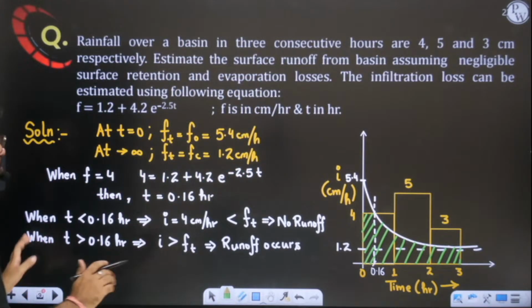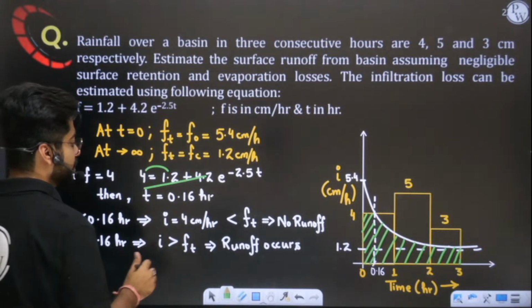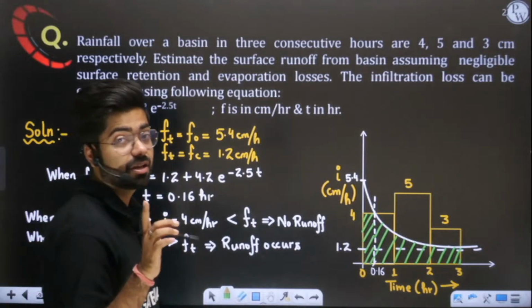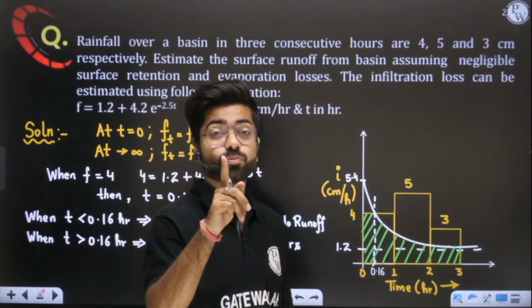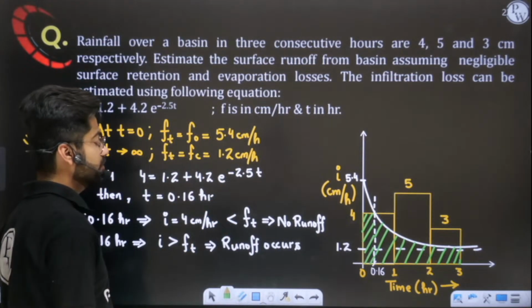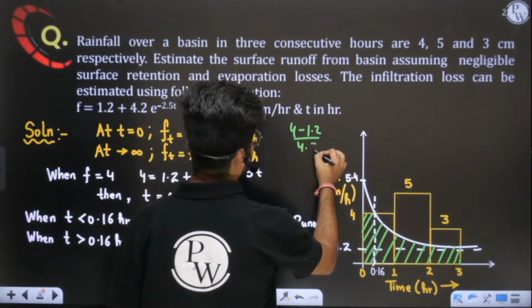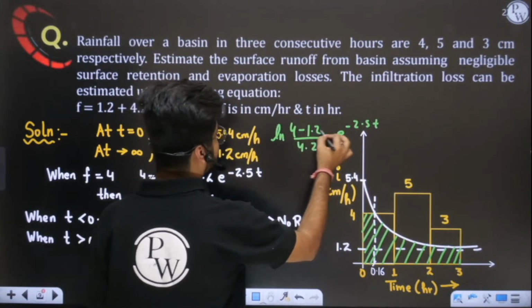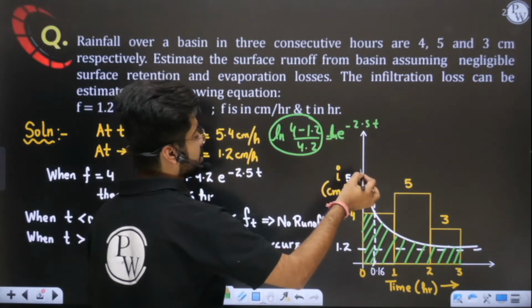Kindly check once again. See what you have to do, Sushil. 4 minus 1.2 divided by 4.2. This will be somewhere around 0.66. See, you are taking log base 10, but it should be log base e. Log base e will give you one value. Okay, I understood what mistake you are committing here. Till here everything is clear. You have to take natural log on both sides. Natural log will give you negative, minus 0.458.